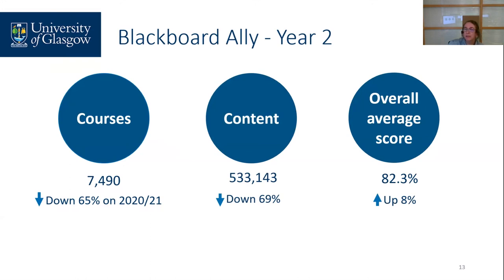So something's working here, whether it's our approach or whether it's Ally or whether it's a combination of all those things. I think our accessibility score for the content that's in Moodle is increasing year on year. That's 17% the first year and 8% thus far this year. It does tend to trend downwards, I have to say, but it'll still be up at the end of the year.